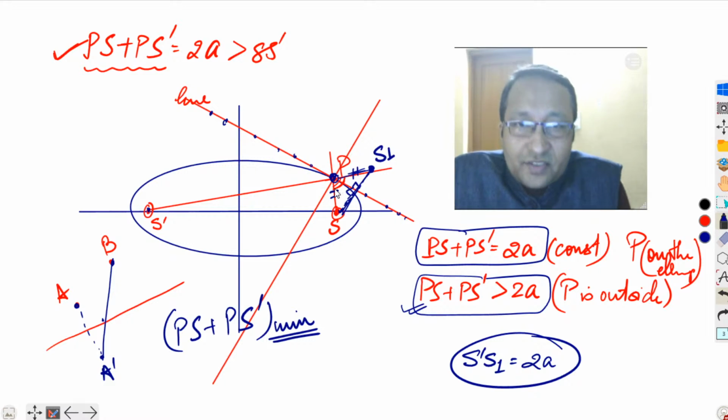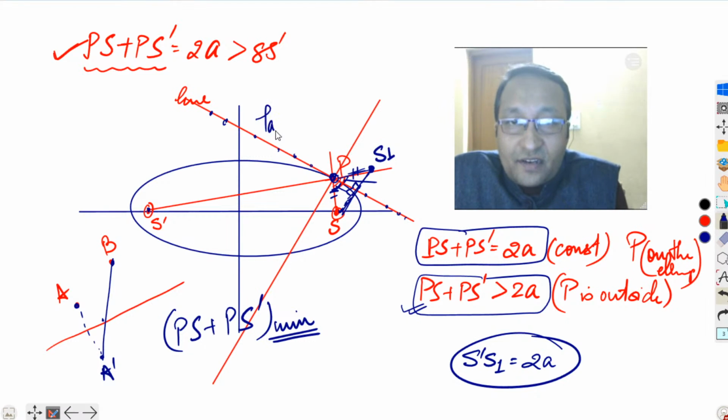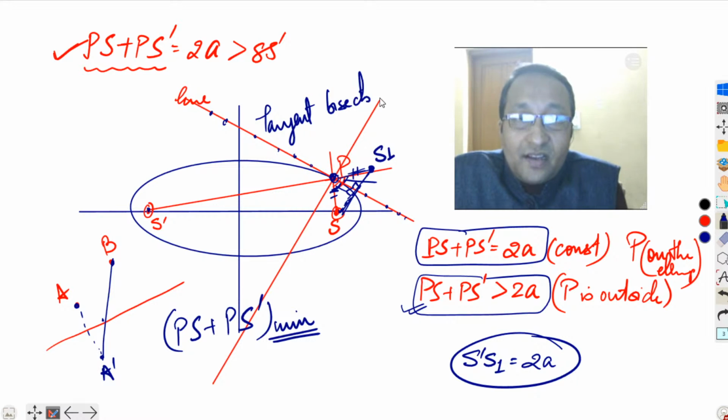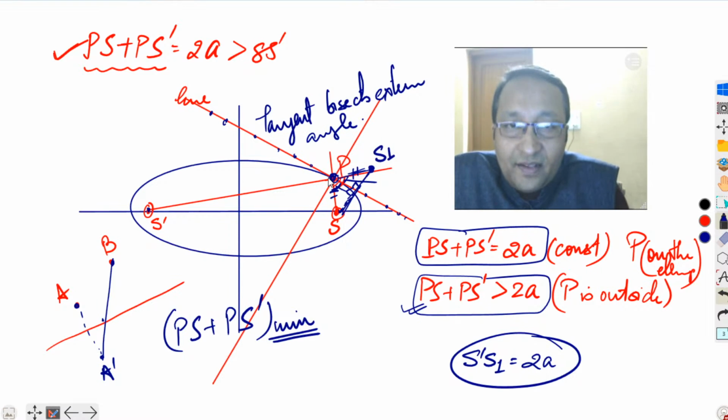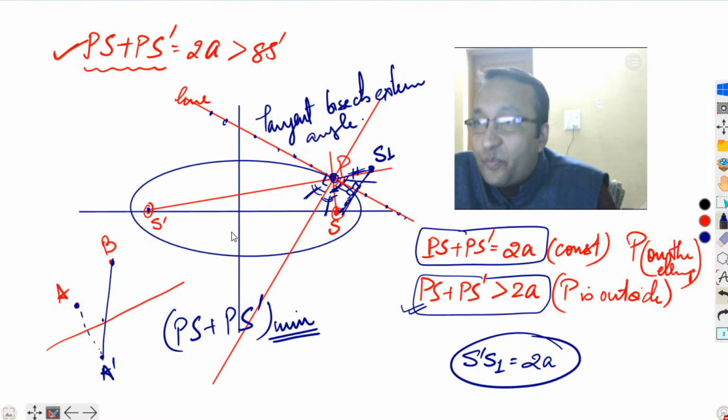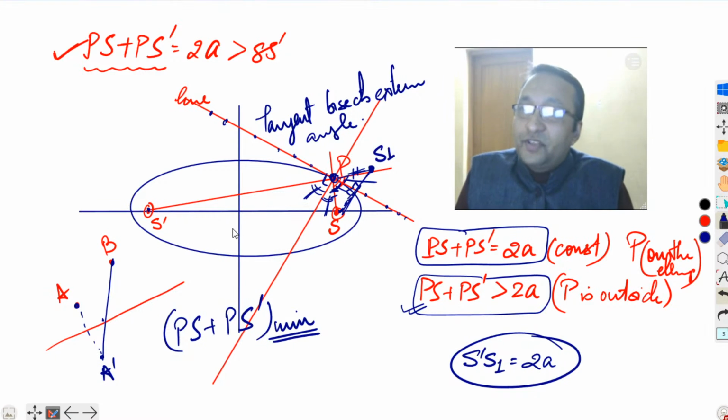And if it is the tangent, that means these two triangles are congruent, so these two angles are equal. That means the tangent bisects the exterior angle, and if the tangent bisects the exterior angle, the normal, being a line perpendicular to it, will obviously bisect the interior angle. We have proved the third proposition. Is everyone clear on this?